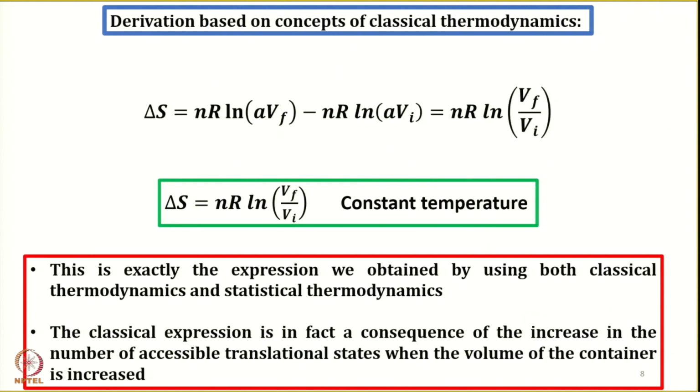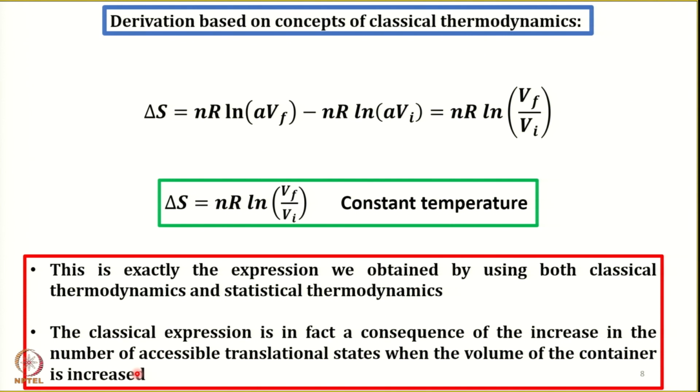So now we have shown that this expression delta S is equal to nR log Vf over Vi, which by using the concepts of statistical thermodynamics, we showed at constant temperature. And just now, by using the classical thermodynamics concepts, again we showed that under isothermal conditions, delta S is equal to nR log Vf over Vi. That is the comment over here, that this is exactly the expression we obtained by using both classical thermodynamics and statistical thermodynamics. The classical expression is in fact a consequence of the increase in the number of accessible translational states when the volume of the container is increased.